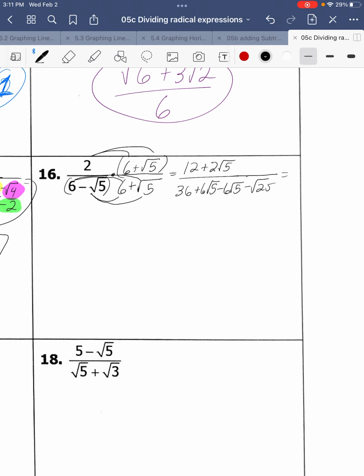So now we have, let's look at each individual term. So 12, no. 2 square root of 5, nothing to simplify there. 36, nope. 6 square root of 5 minus 6 square root of 5, those are your like terms. We can simplify those out. Those will always simplify to 0 because it's 0 square root of 5, which is 0. And then the last term will always simplify also. It's always pretty cool. Square root of 25 is 5, so this is going to be minus 5. That minus is going to come down. So it's 36 minus 5 is 31.